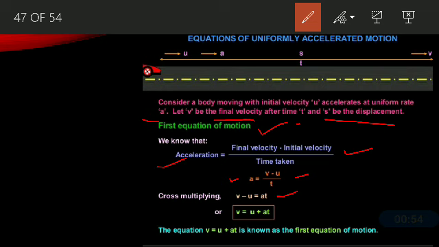Now after rearrangement, we will have the first equation of motion, that is v equals to u plus at. The equation v equals to u plus at is known as the first equation of motion.